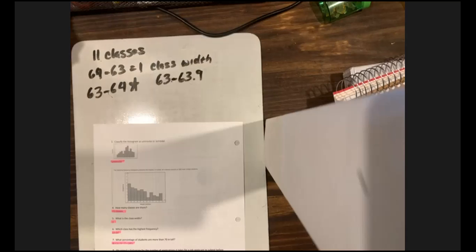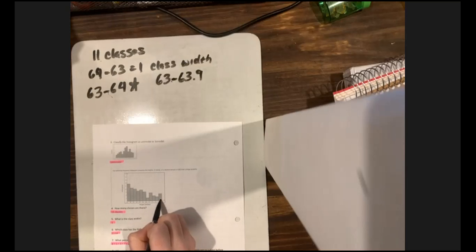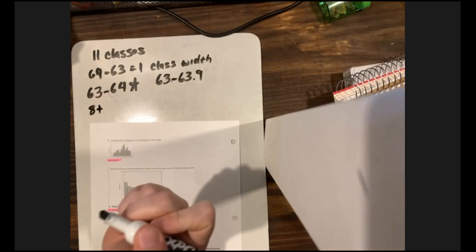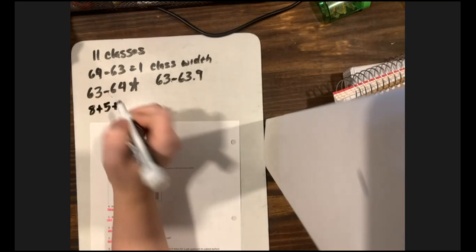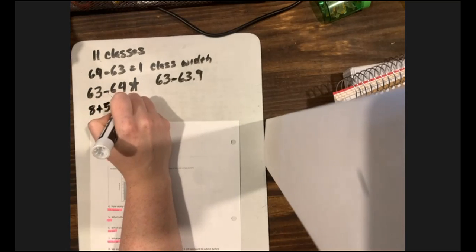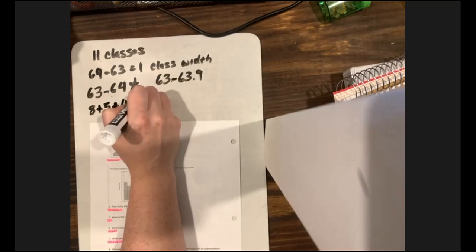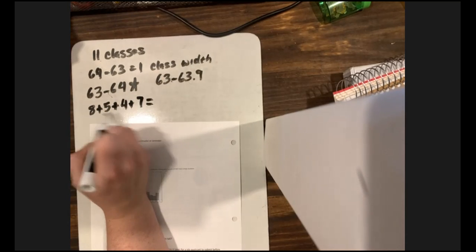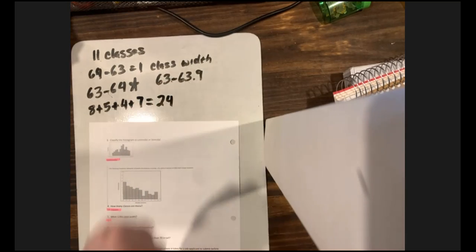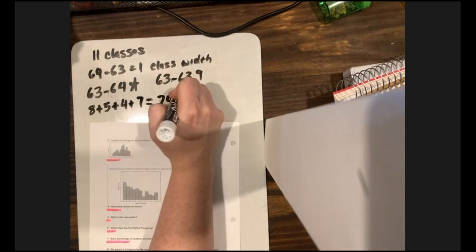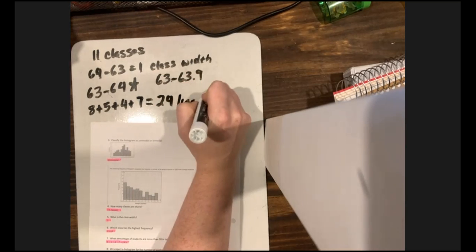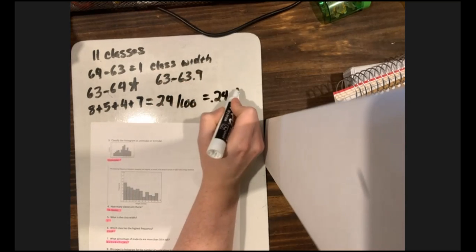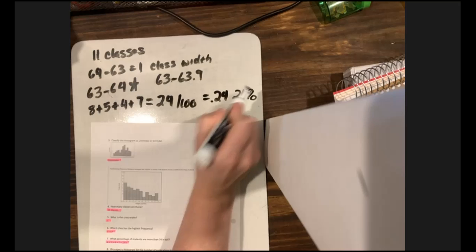And then it asks what percent of students are 70 inches tall or more. So we're going to do 70 and upwards. So this first group has 8 in it. The next group has 5 in it. The next one has 4. And then that last one has 7. So if we add all that up, we've got 4, 9, 17, 24 total here. And then it told us in the beginning that there were 100 individuals. So it's going to be 0.24 or 24%.